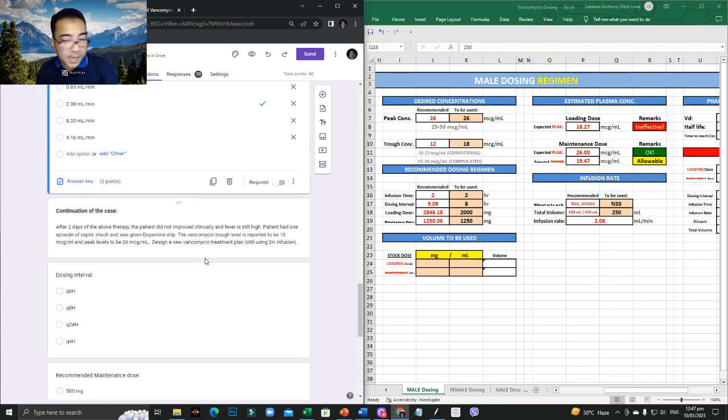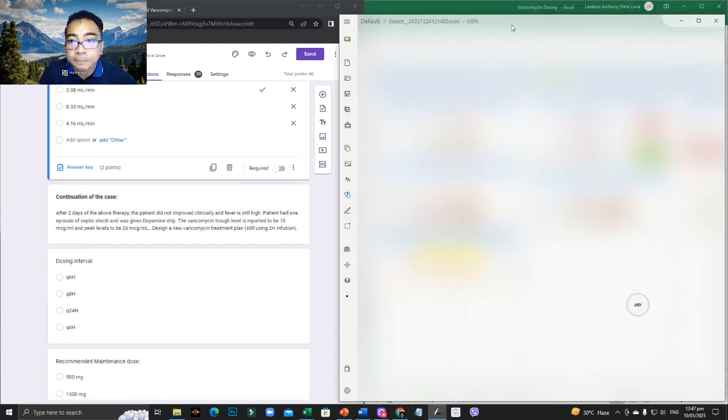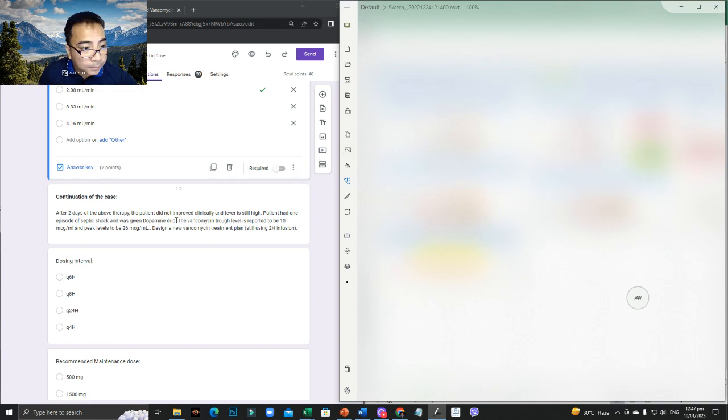Now, continuation of the case. Here, class, we'll do a bit more work. After 2 days of the above therapy, the patient did not improve clinically and fever is still high. The patient had 1 episode of septic shock and was given a dopamine drip. The vancomycin trough level is reported to be 10 micrograms per ml, and the peak level 26 micrograms per ml. Looking at this, class, the actual C-trough concentration is quite low. So, design a new vancomycin treatment plan using a 2-hour infusion.